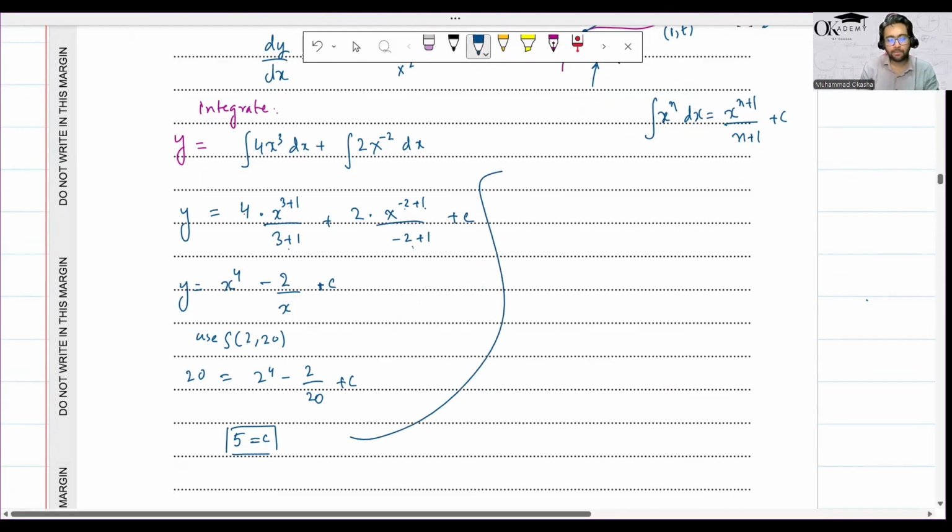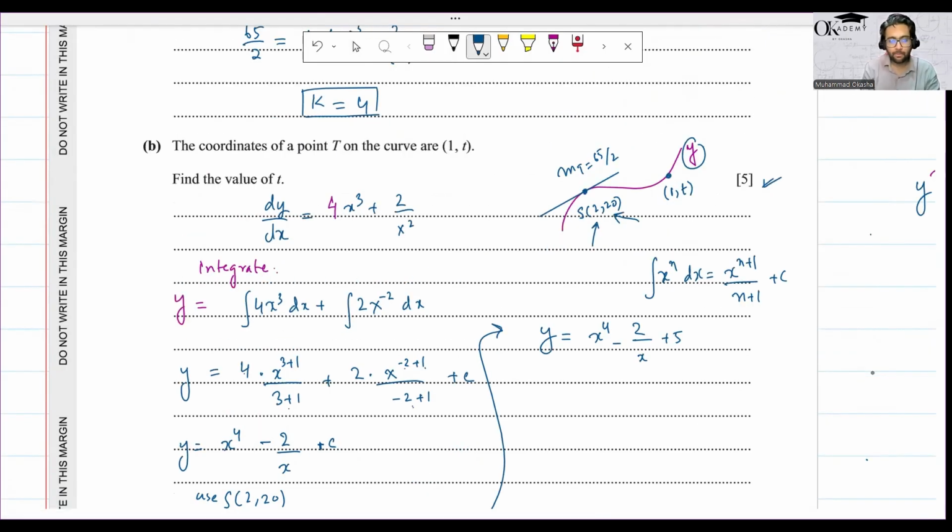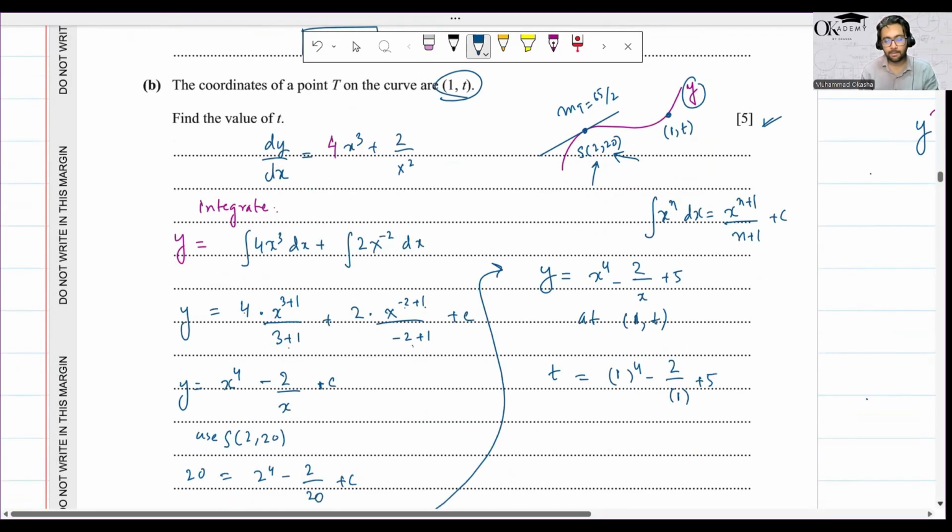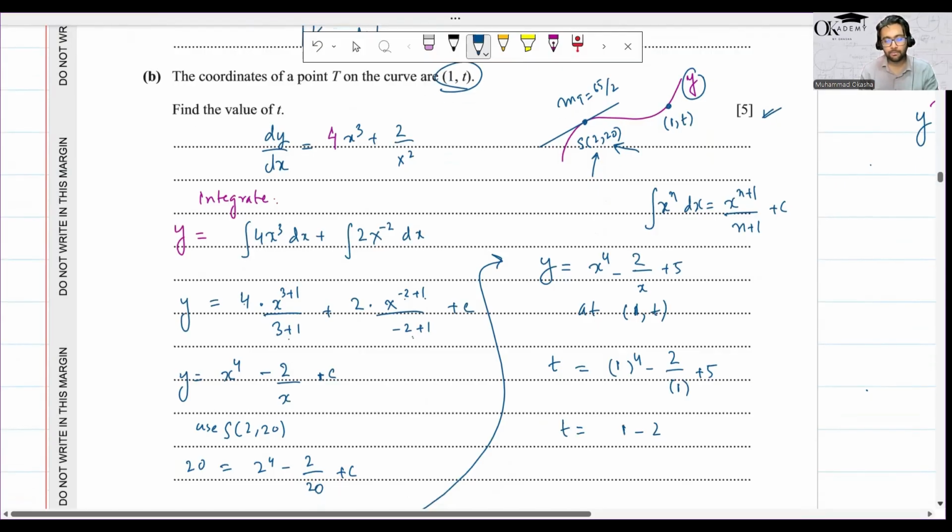Okay, now I have the function, which is x to the power of 4 minus 2 over x plus 5. I think it's easy now. We need to find out the value of t, right? So at 1 comma t, for x, I'm going to put 1 and I'll get the value. For y, I'll get t. t equals 1 to the power of 4 minus 2 over 1 plus 5, which is 1 minus 2 plus 5, and that is going to give me a 4. So I got the value of t.